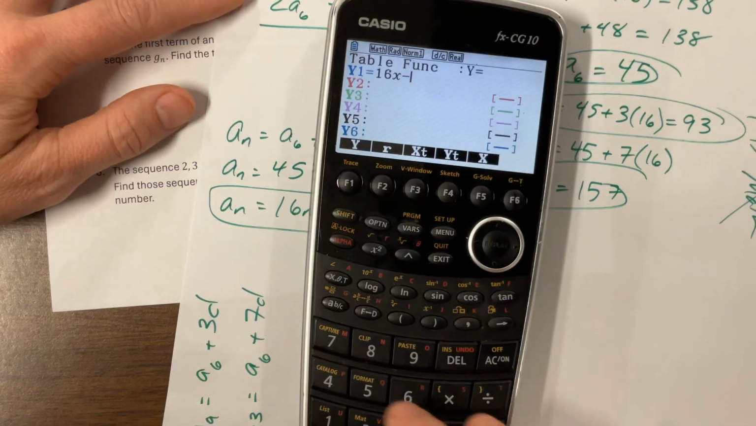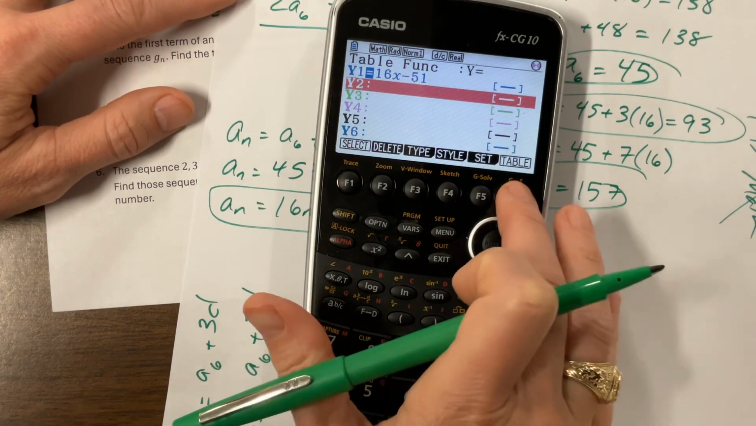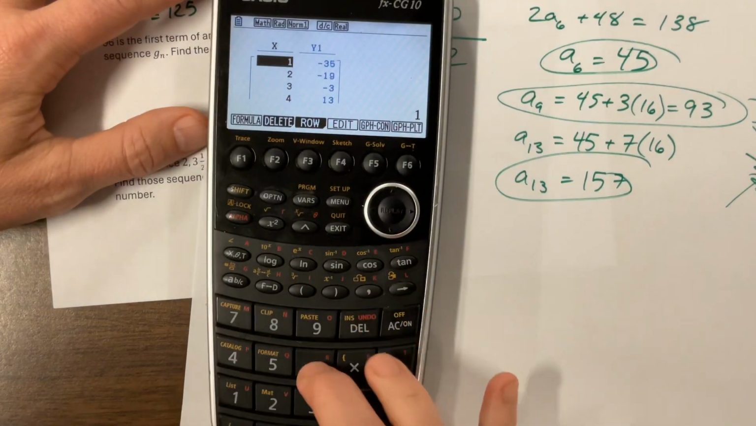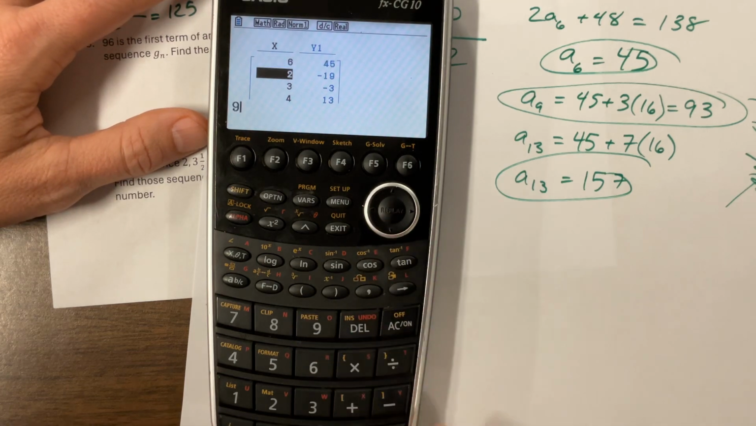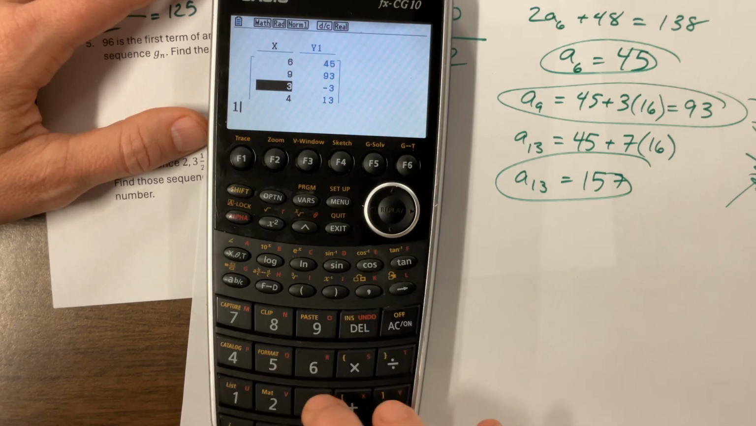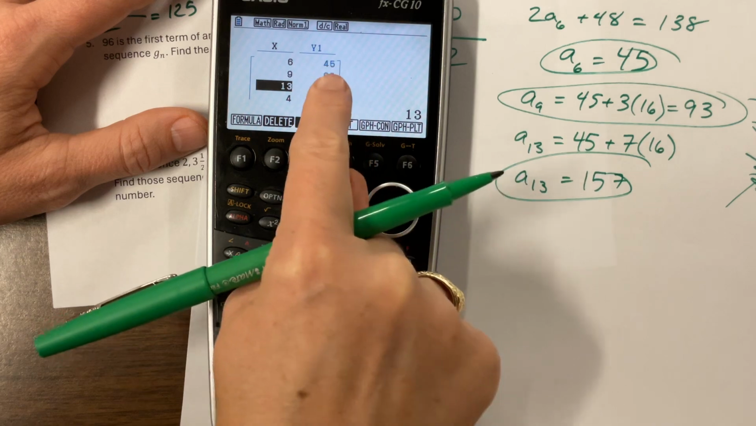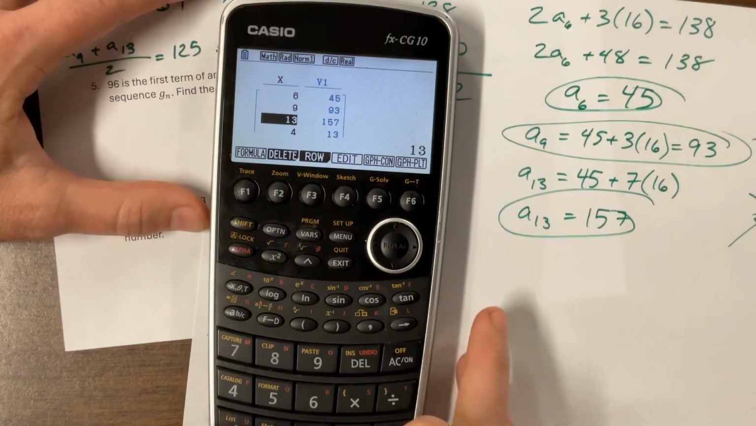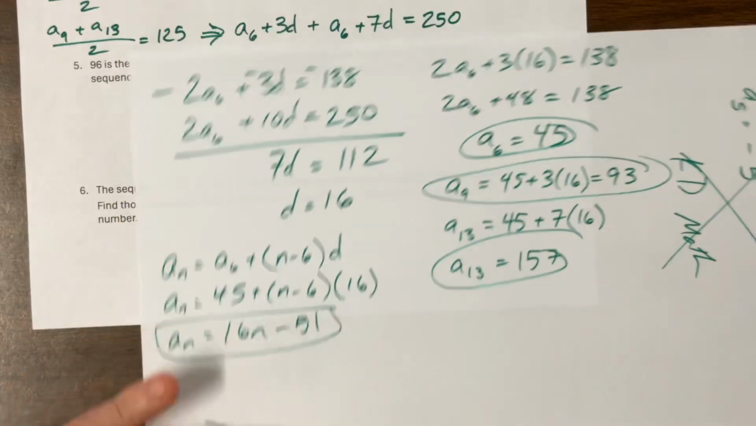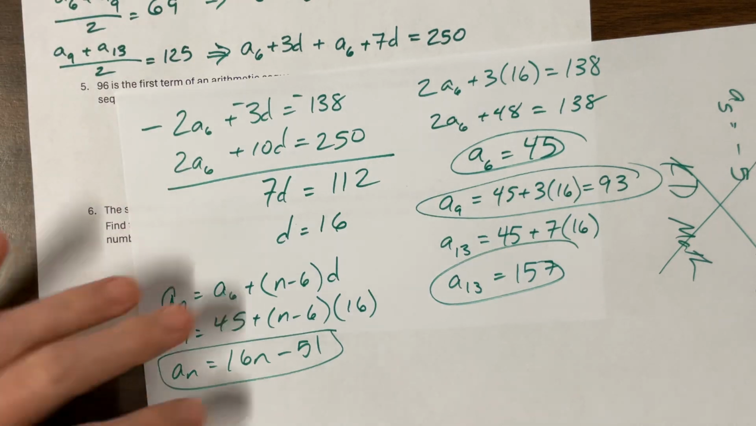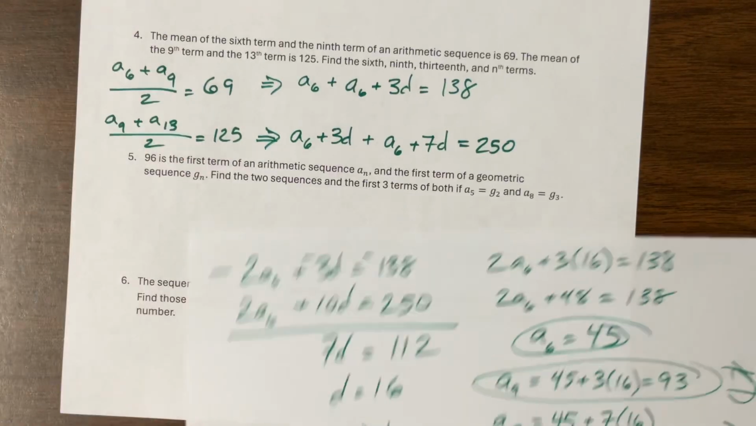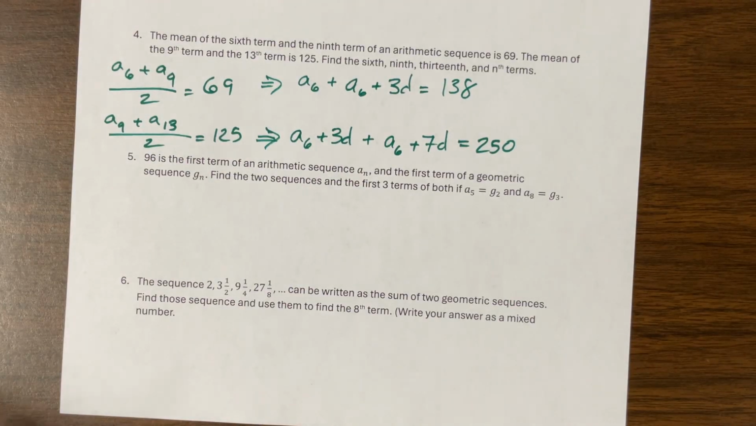16x minus 51. And so I can look at my table and try, I wanted the 6th term, I wanted the 9th term, and I wanted the 13th term. Okay, 45, 93, and 157. That tells me I'm right. Okay, that's good.